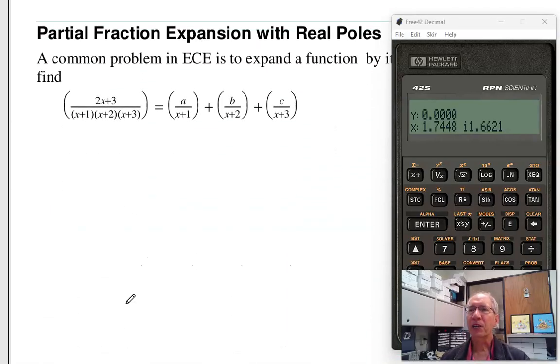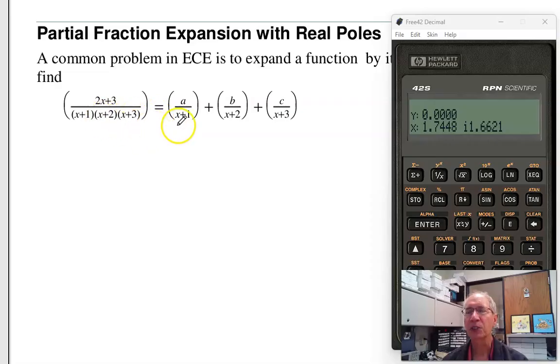Okay, let's do partial fraction expansion. Now this is a pretty common trick that we use in several different courses. If I have a polynomial like this, or a fraction, I can represent it as 3 terms. And the idea is the equals sign is really powerful. These two sides are identical.